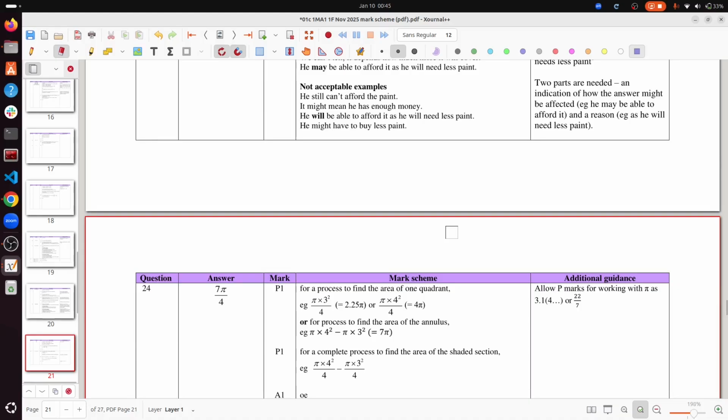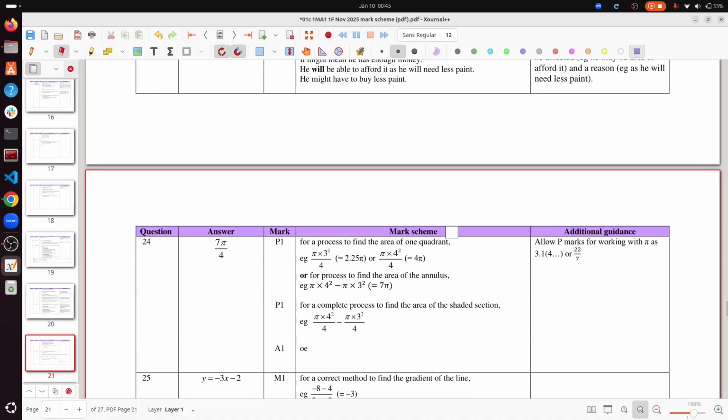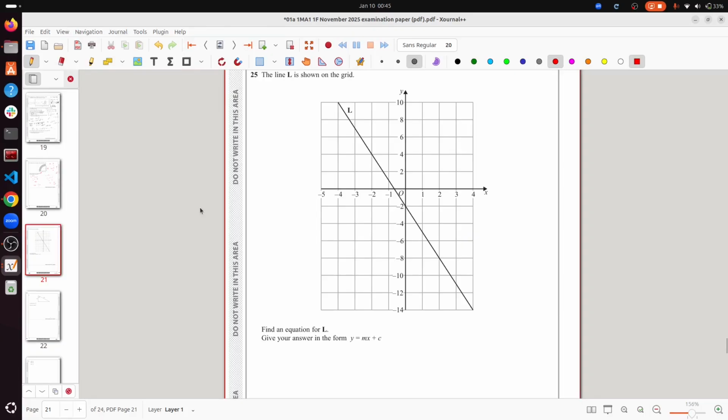7 over 4 pi, that's correct. So the same process. Let's see, allow Pmax for working with pi as 3.14 or that. But your final answer has to be in terms of pi, because that was the instruction that was given. Now they're asking us to find the equation for L. Give your answer in the form y is equal to mx plus c.